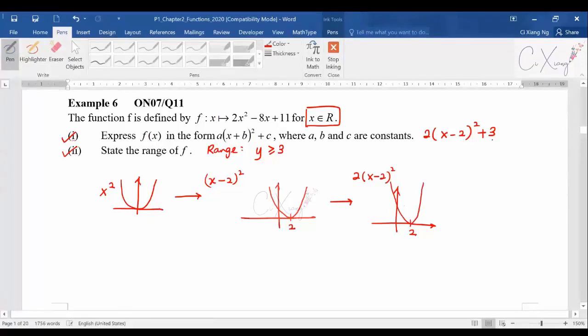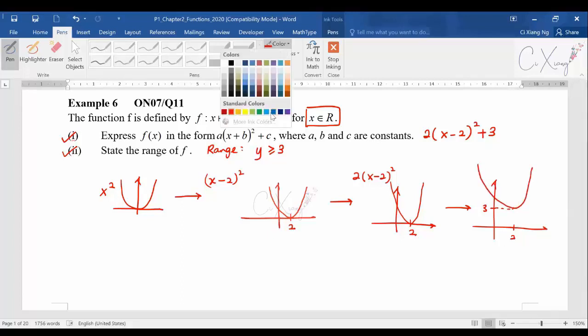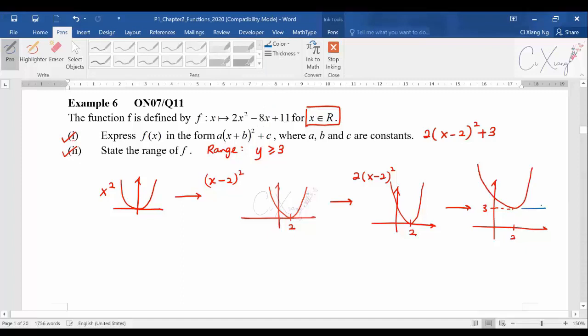Okay, and after that, you need to plus 3. So plus 3 means what? You need to move your whole graph 3 units up. When you move your whole graph 3 units up, the 2 is still the 2. The original 0 you have to move up, becomes 3. So your U shape will become something like this. Okay, so this is a 3. And from this final graph, you will know that your graph keeps on going up, and therefore your range is y greater than or equal to 3.